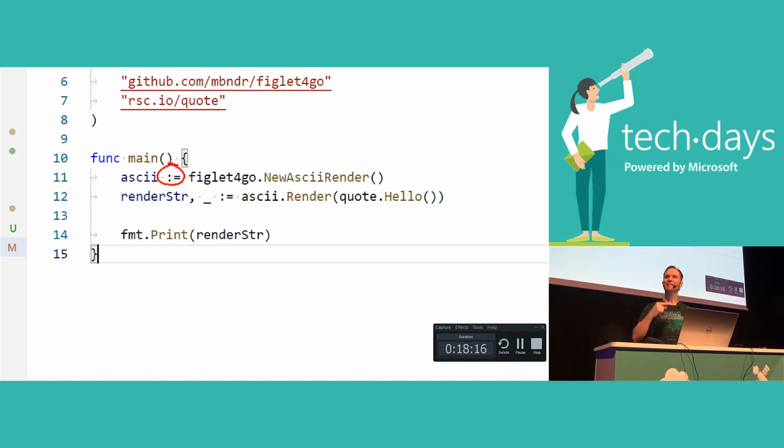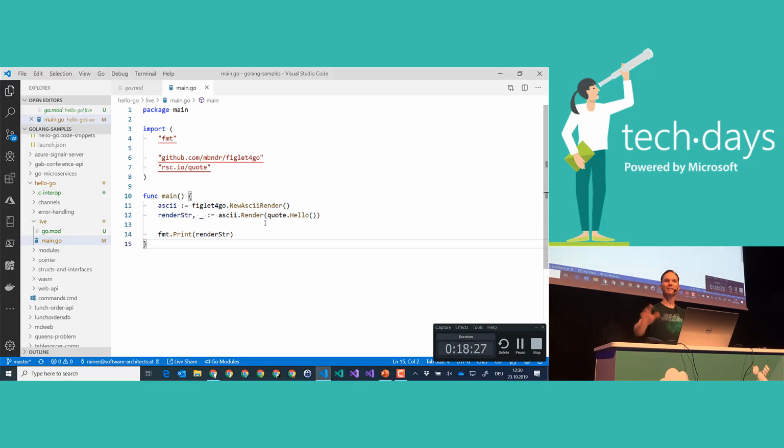This is an assign and declare operator. So the variable is declared and assigned in a single statement. And don't wonder about this underscore here. We'll talk about that later on. Essentially, this prints an ASCII art hello world. This is what this stuff does. So next one, let's run this guy.